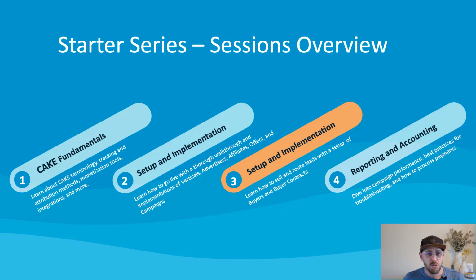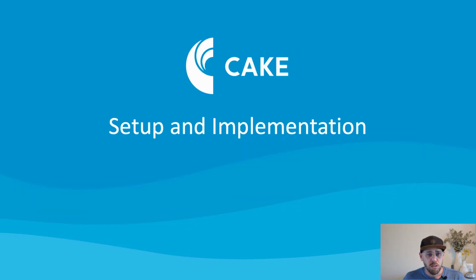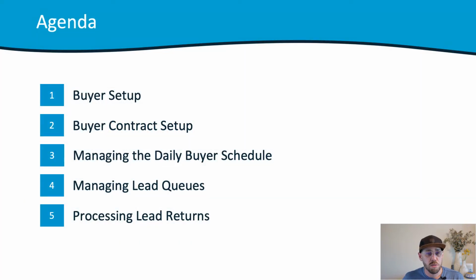Now let's get into a bit of an agenda. So again, this is another setup and implementation. So specifically we'll be talking about your buyers and your buyer contracts. We'll be talking about how to create a buyer. We'll be talking about buyer budgets, so being able to apply credit at the buyer level. And then we'll talk about what a buyer contract is.